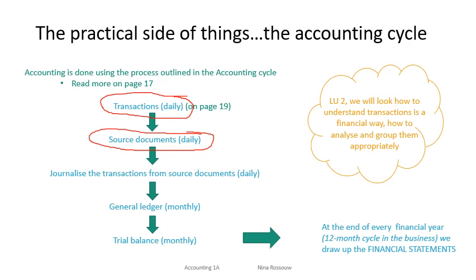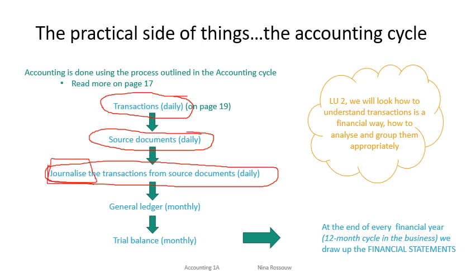It's literally just the piece of paper, physically or electronically, that captures the details of your transaction. Okay, and we use that. So we use the source document to then go and journalize the transactions. Journaling is a very specific process that we're going to teach you in Learning Unit 4. It's just a very specific way of writing down the information from the source document, almost putting it down on another piece of paper.